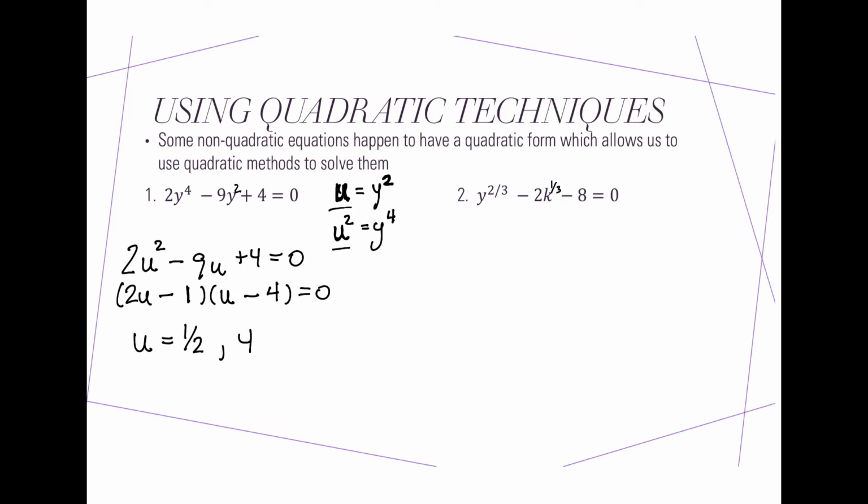But ultimately here, I don't want U. I was looking for the solutions for Y. So I have to take this one more step. If U is equal to 1/2, then I know Y squared is equal to 1/2.